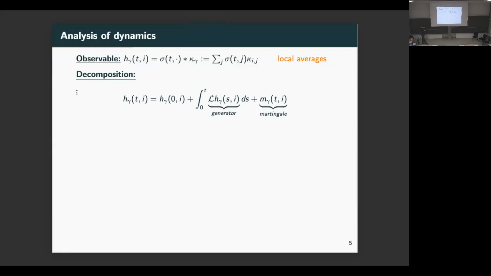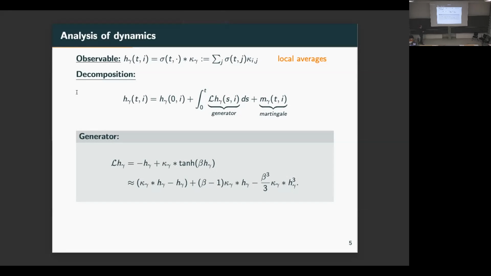And then to analyze it, the first thing one always does is decompose the evolution of this observable, which now depends on time and the location i, the location around which we look at local averages. We always get this decomposition into a martingale and the drift term, given by the generator. And that's the beauty of this Kac model: we actually have a very explicit closed form for this part of the generator. So this already satisfies a closed equation, which is very much not the case for typical hydrodynamic problems. So in a sense, we have made our life much easier here.